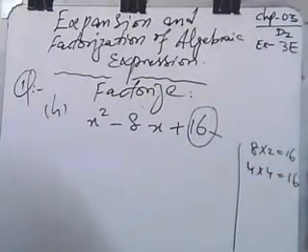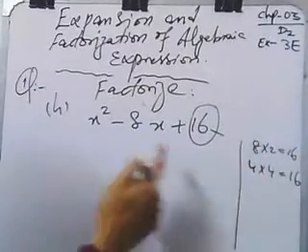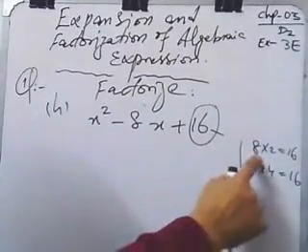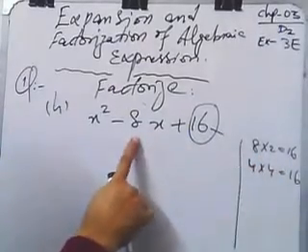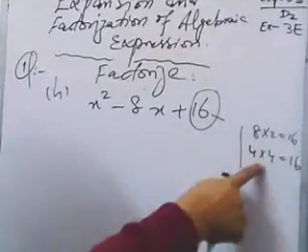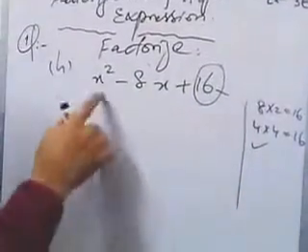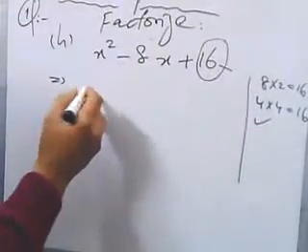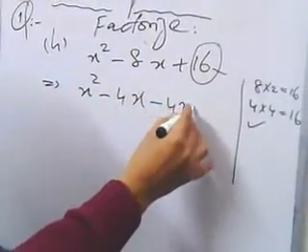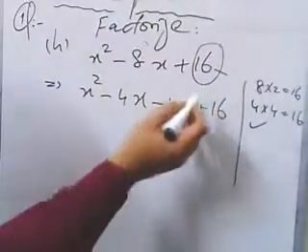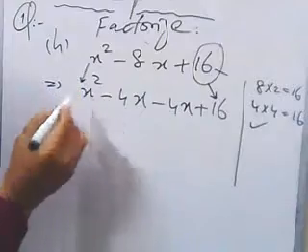By addition subtraction you will get 8, but if I make a subtraction, 8 and 2 you will get 6. So it is not appropriate. If I add this, it is considered to be the perfect factors. So x square minus 4x minus 4x plus 16. This factor will be written the same way.